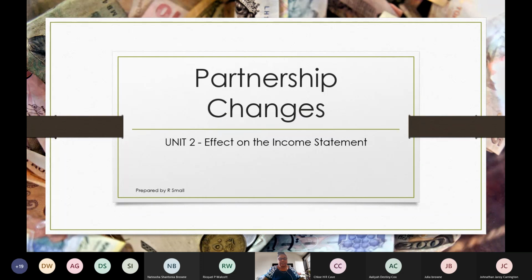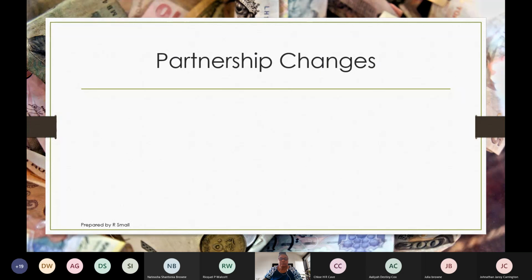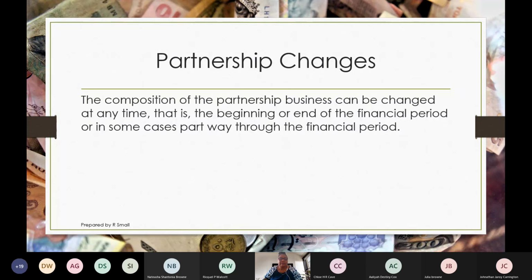So partnership changes, effect on the income statement, because the changing of the composition of the partnership will affect the income statement. So how will this affect the income statement? That is what we're going to look at. So we're saying here that the composition of the partnership business can be changed at any time. That is, it could change at the beginning or at the end of a financial period, or in some cases, partway through the financial period.